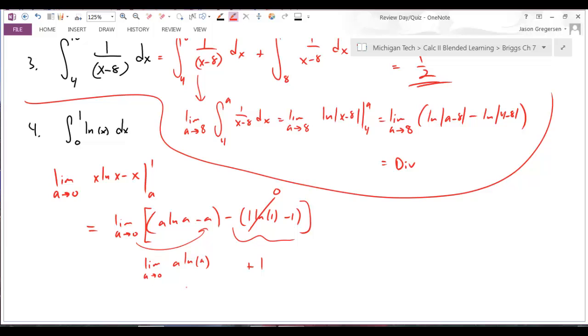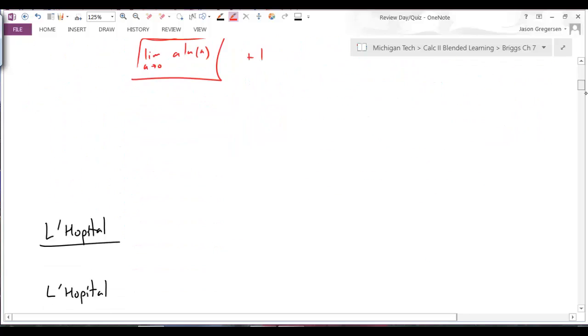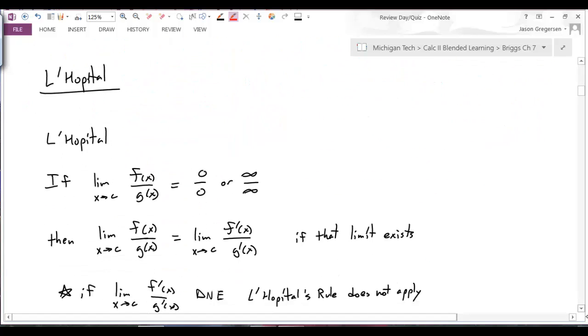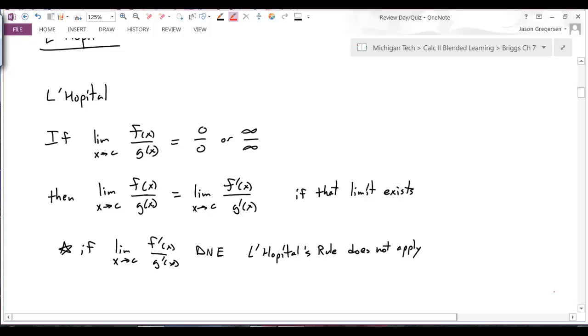Now, to formally figure out what that limit is, we're going to use a trick called L'Hopital's rule. So I want to just mention this real quick. L'Hopital's rule is a technique for finding indeterminate limits. So it's something that some Calc 1 courses cover, some unfortunately don't. So we use it under certain circumstances.